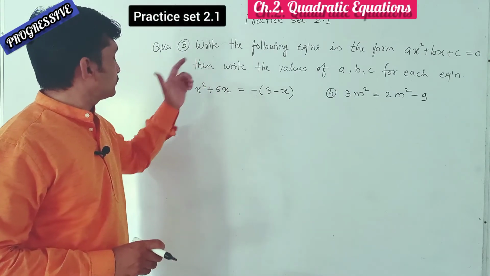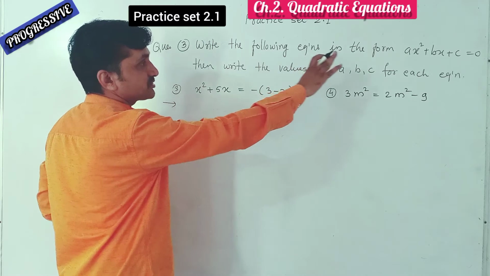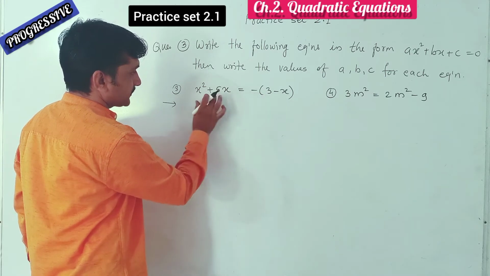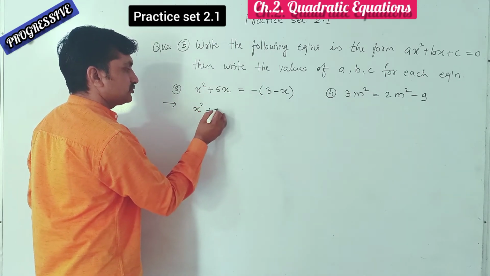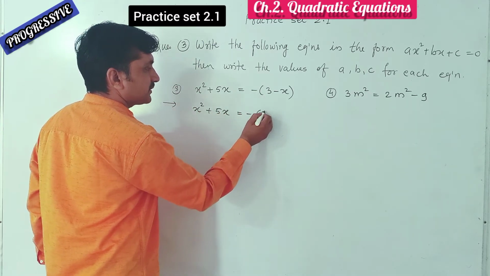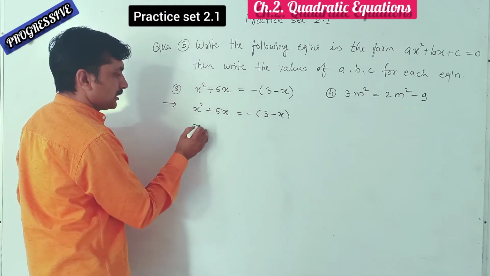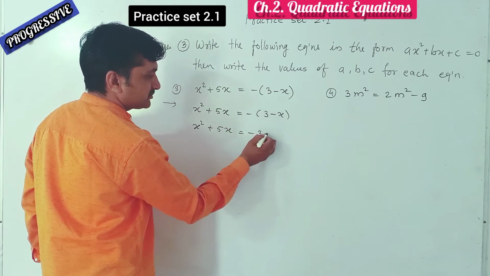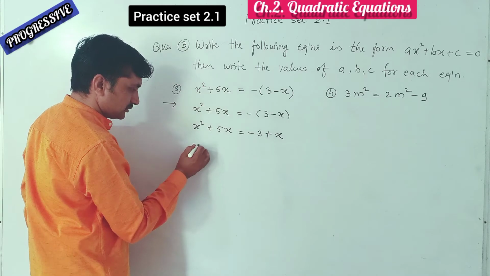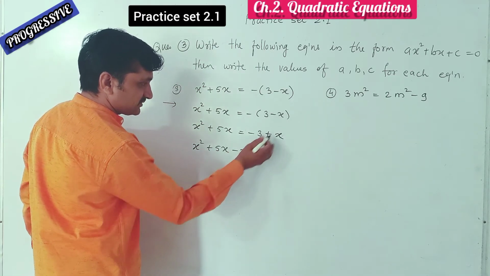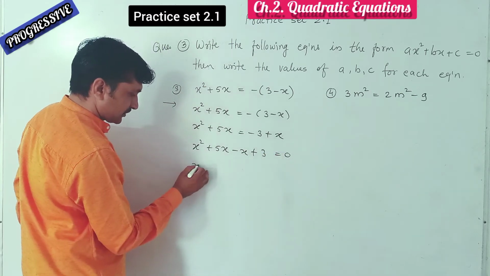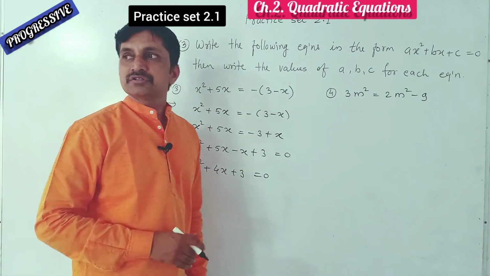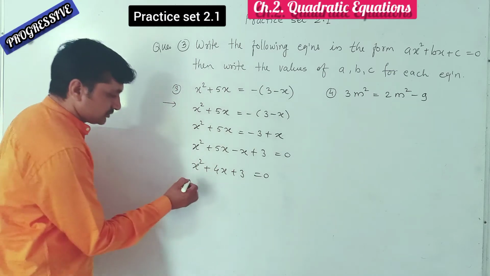Now the third example from this question. Write in standard form, then compare with standard form and find ABC. Okay, now here is a bracket, with a minus outside the bracket, and we have to bring them here now. X square plus 5x is equal to minus, I write first as it is because it is the solution, x square plus 5x. Now remove the bracket, the sign outside the bracket is minus, then minus 3 minus x. Now bring these terms here. X square plus 5x minus x plus 3 is equal to 0. X square plus 4x plus 3 is equal to 0. It is standard form.